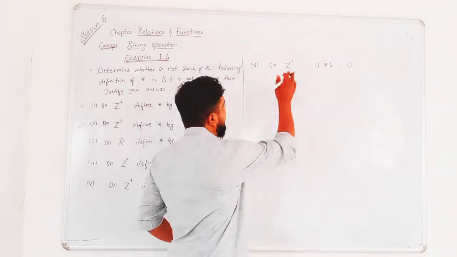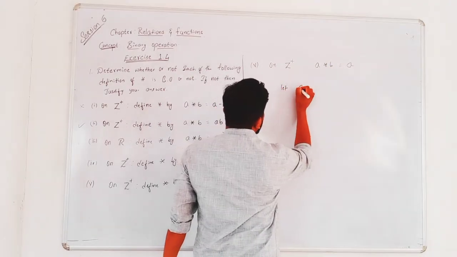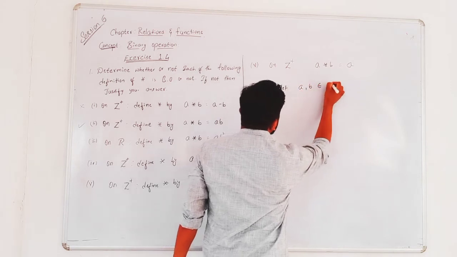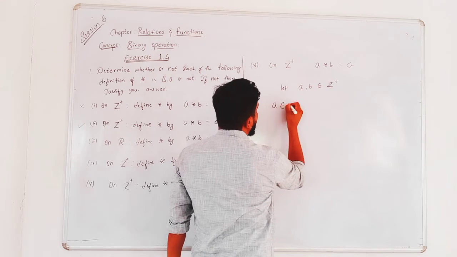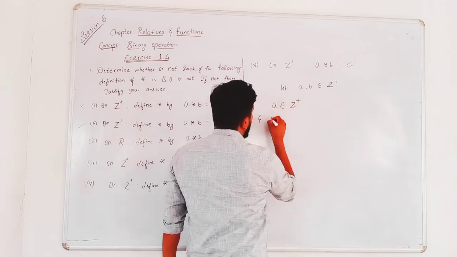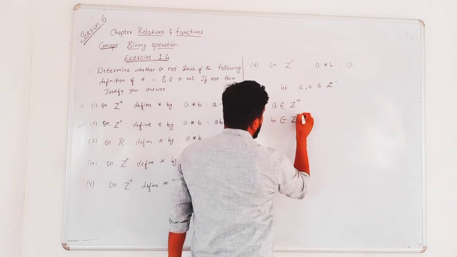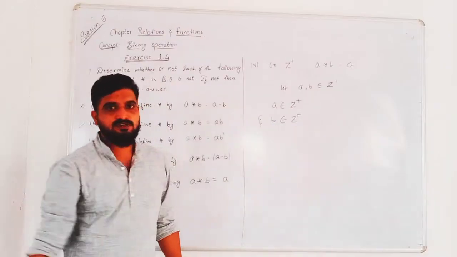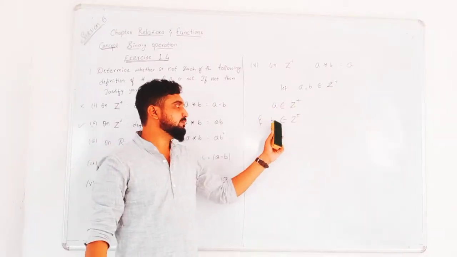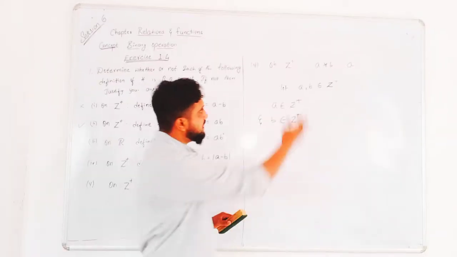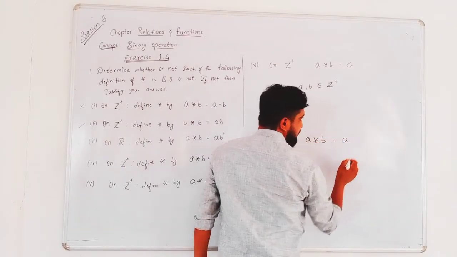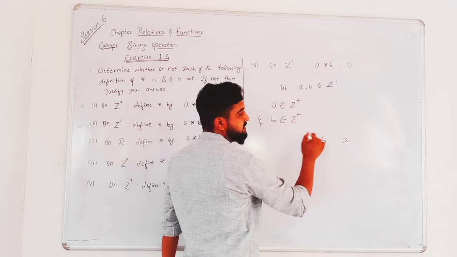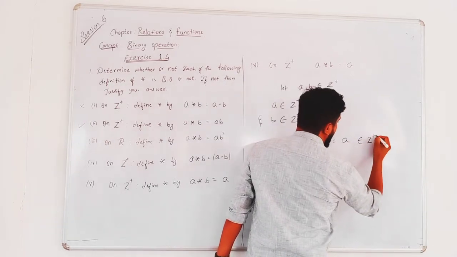So again I have to choose two numbers in the given set. Let a, b belong to Z plus. So clearly a belongs to Z plus, and also b belongs to Z plus. That is, a is a positive integer, b is a positive integer. Now what is a star b? A star b is equal to a. But what is a? It is a positive integer, therefore it belongs to Z plus.